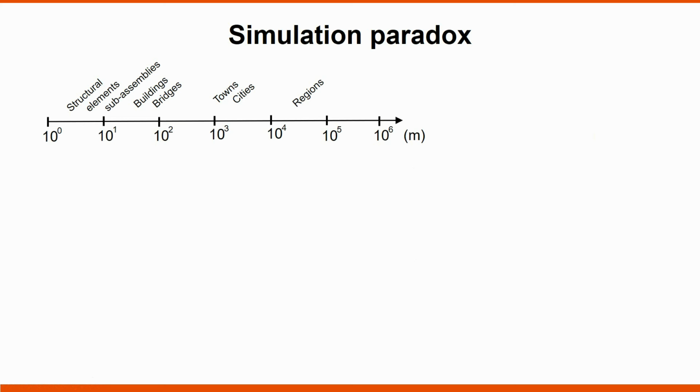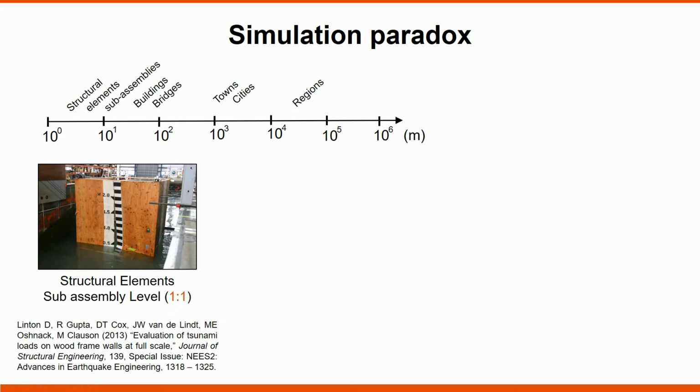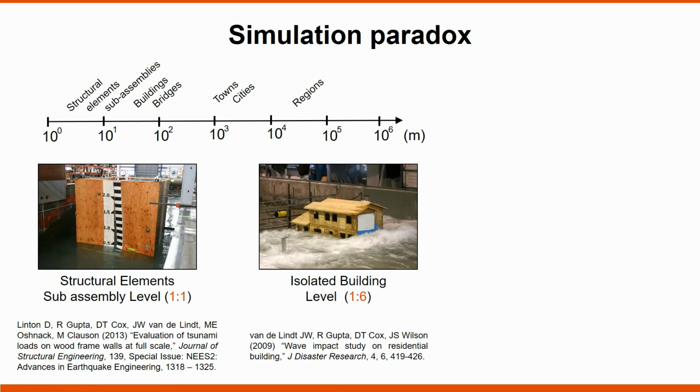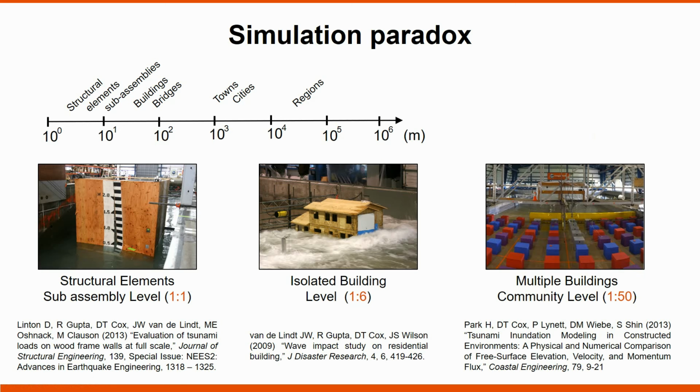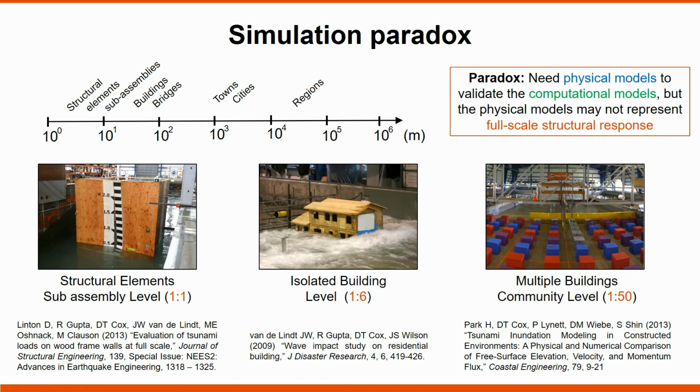So we have hydrodynamic facilities that are able to simulate tsunami-like wave loading. But the issue is the scale of those facilities. So we could test structural elements, and then we get to the system level, let's say a house, we're really dealing with something that's smaller scale. And then we get to the regional models, we're dealing with something that's quite idealized. And so that sort of gives rise to this simulation paradox.